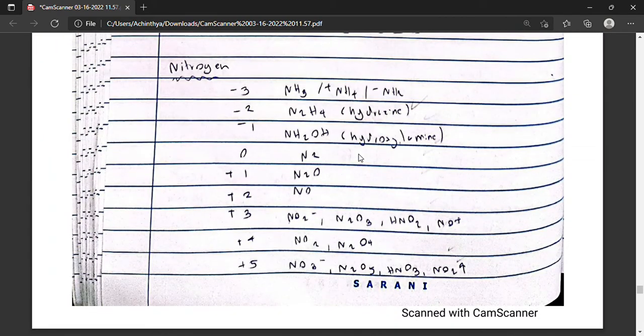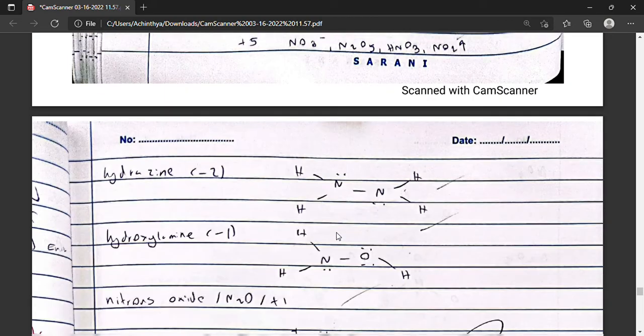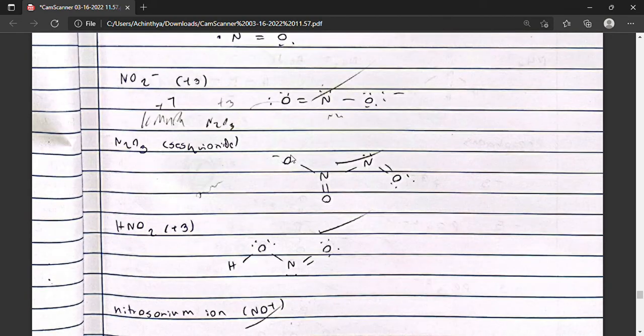This is nitrogen sesquioxide, N2O3. I think it has different oxidation states. Yeah, it has a +3 oxidation state. Nitrogen sesquioxide.